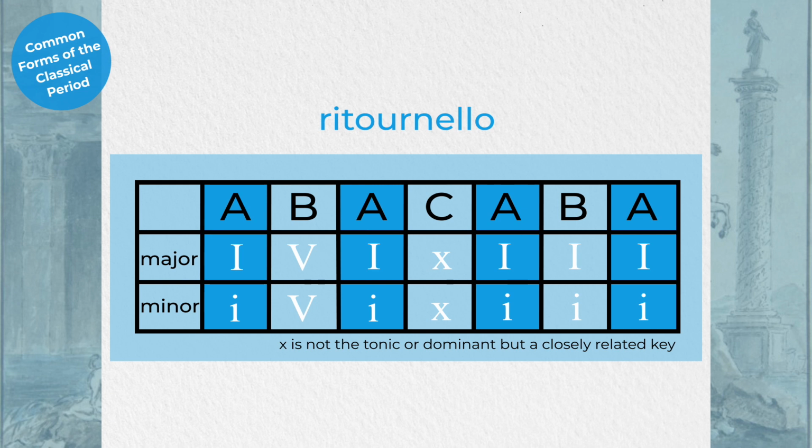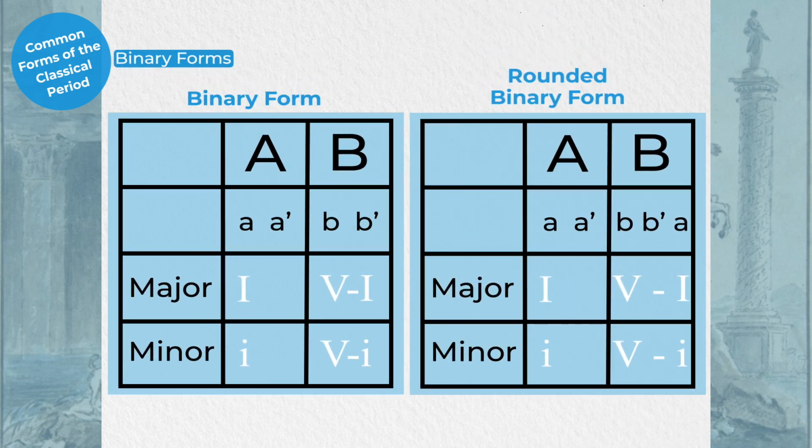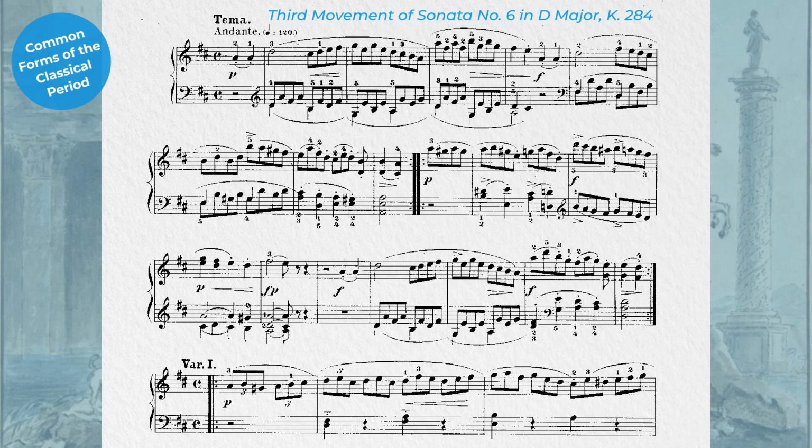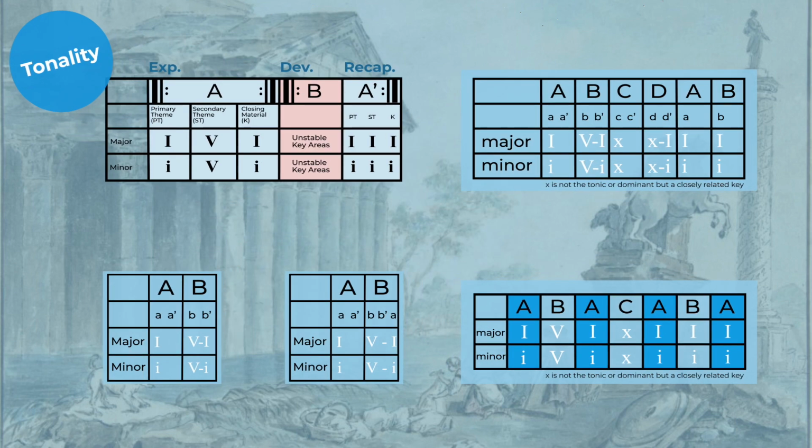The contrasting episodes between ritornellos are shown here in the B and C sections. Another common form used during the classical period in compositions with multiple movements is the binary or rounded binary form. In four-movement sonatas, symphonies, and string quartets, these binary forms could be used for the second or third movement. It's important to note here that binary form and rounded binary form get used in almost every genre of classical period music.